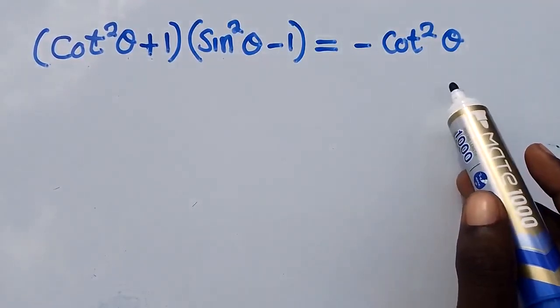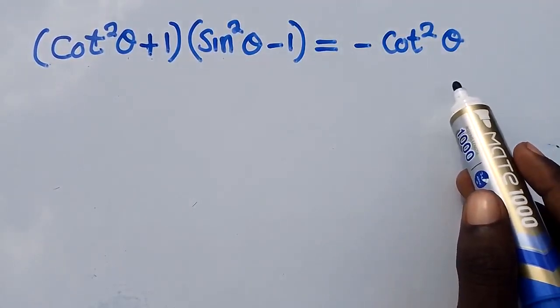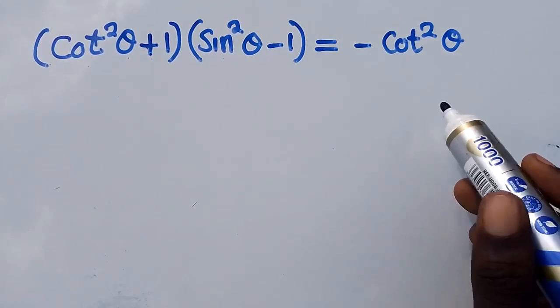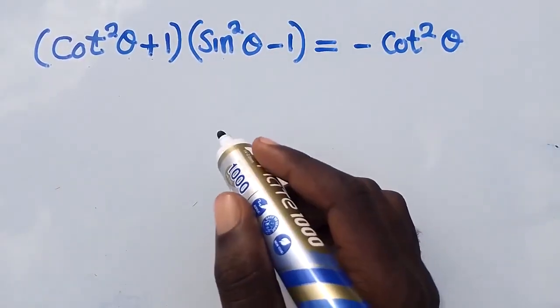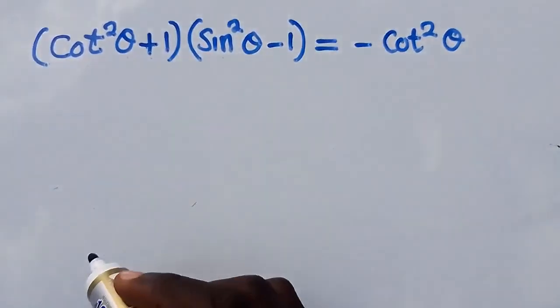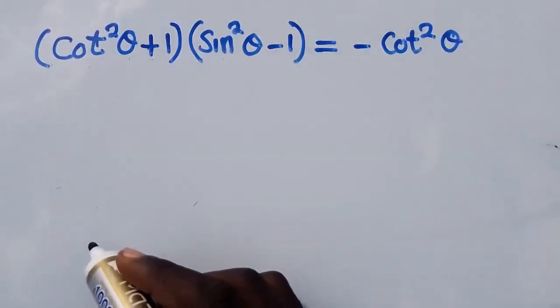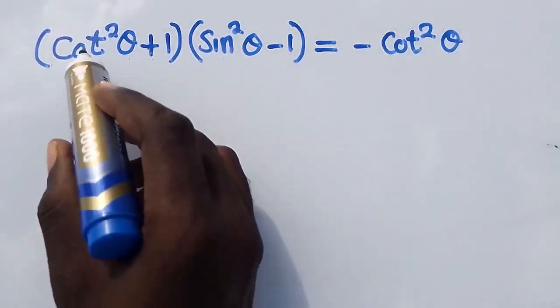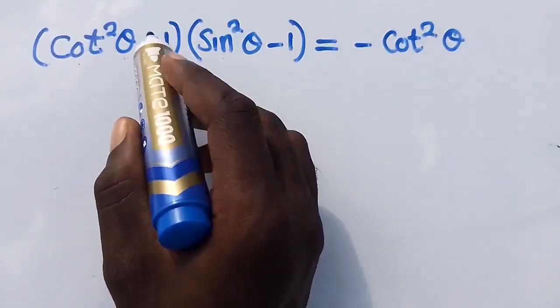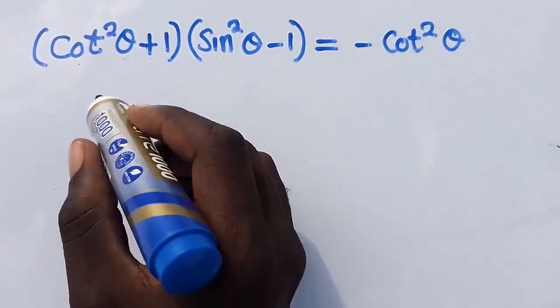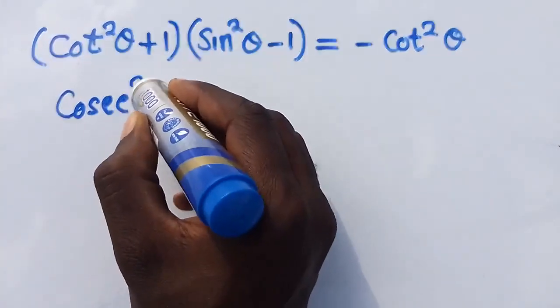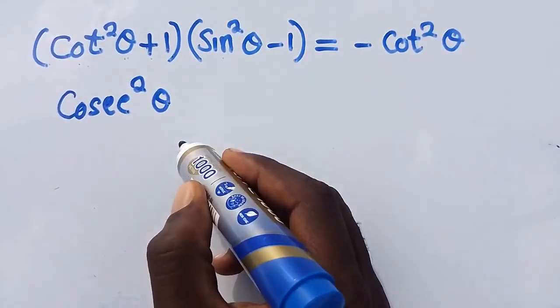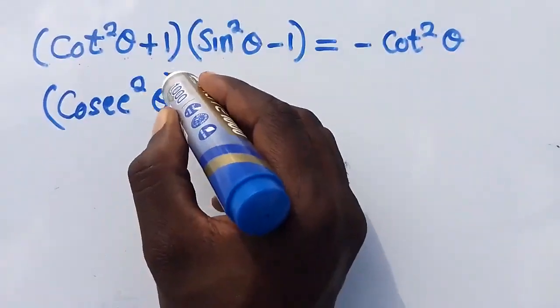If you are watching this video, you can pause a bit, then confirm with the answer that I'm going to find. The way you are going to answer this one, I gave you the first identity there. Whenever you've got cot squared theta plus 1, the identity for this one is cosec squared theta. This is the identity for that.